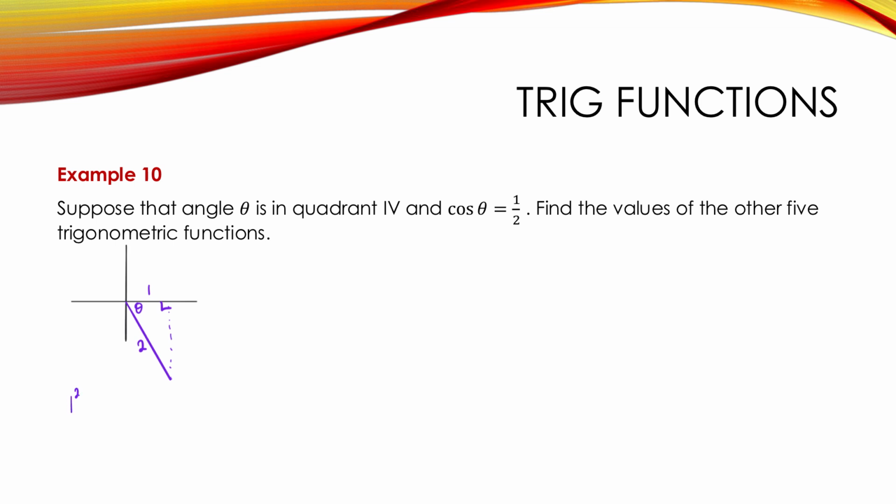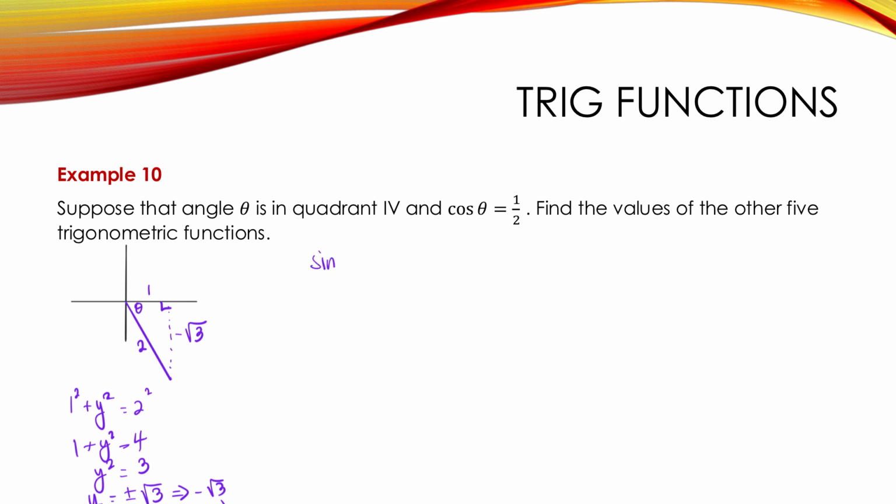So 1 squared plus y squared will equal 2 squared. So 1 plus y squared equals 4, which means y squared is 3, which means y is plus or minus root 3, but we know it needs to be negative root 3 because it's in quadrant 4. So we have negative root 3 for our y. And now that we know our adjacent, our opposite, and our hypotenuse, we can do all of our trig functions.